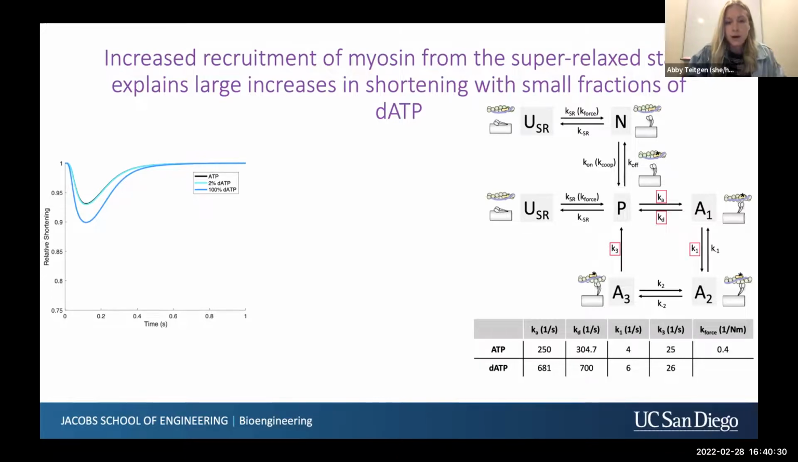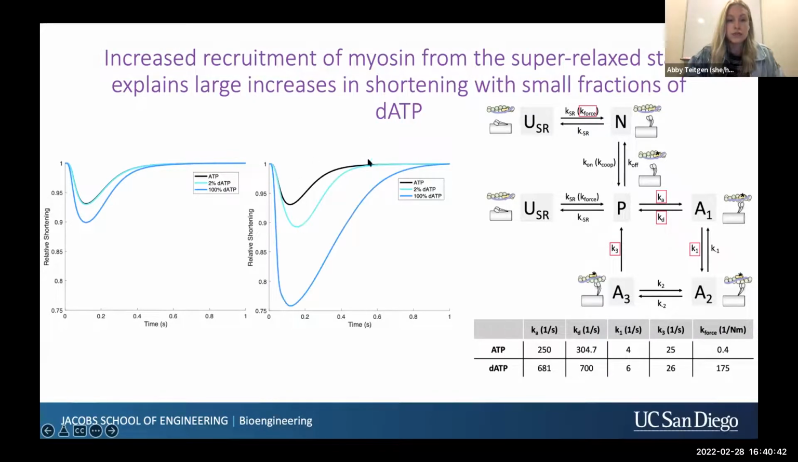So we found that in our model, if we also increase this parameter K force, which has to do with the transition of myosin out of the super relaxed state, we see a much larger increase in shortening for only 2% dATP. And this matches with what has been shown experimentally. So this would suggest that dATP is also increasing the transition of myosin out of the super relaxed state. So it's basically resulting in more myosin heads available for cross-bridge cycling, in addition to its effects on the actual cross-bridge cycle.